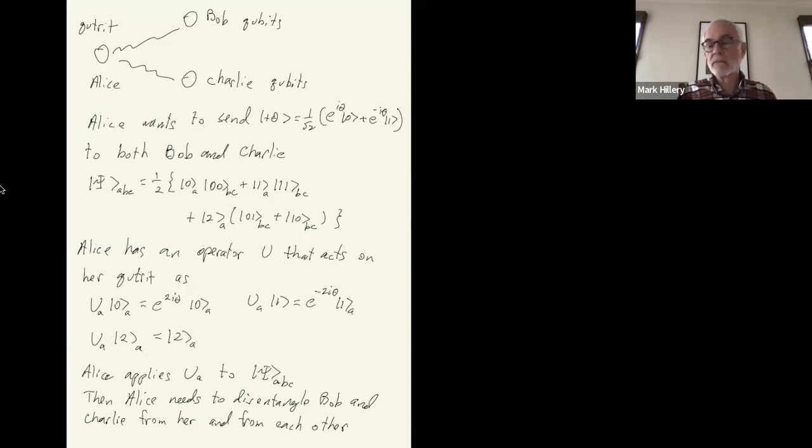So let's move on to another page here. Oh, nuts, don't do that. You're hitting the wrong thing. Luckily, it doesn't seem to be doing any damage.